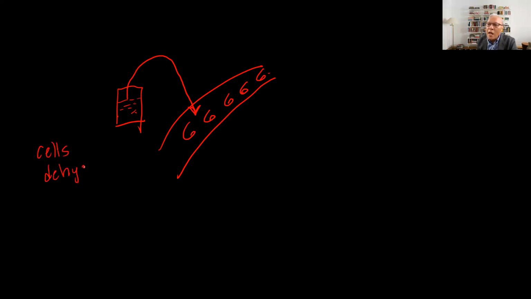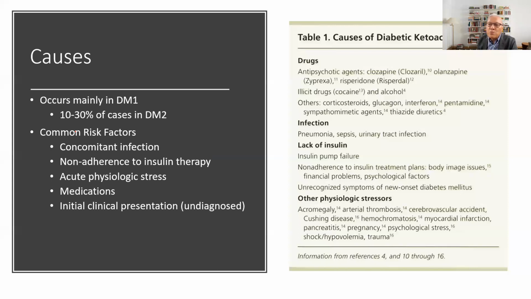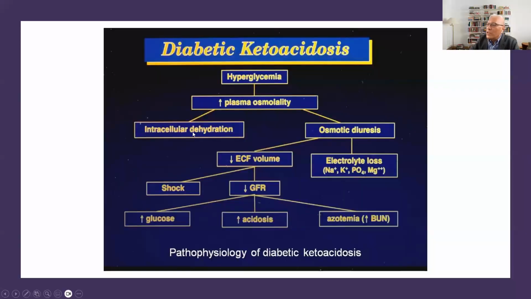So that's one concept that I want you to remember: whenever you have hyperglycemia, there's going to be osmotic diuresis. The osmotic diuresis would cause the dehydration of the cells. Okay, so that's the intracellular dehydration that is mentioned over here. And of course, because of the increase in plasma osmolarity, you would have an osmotic diuresis.